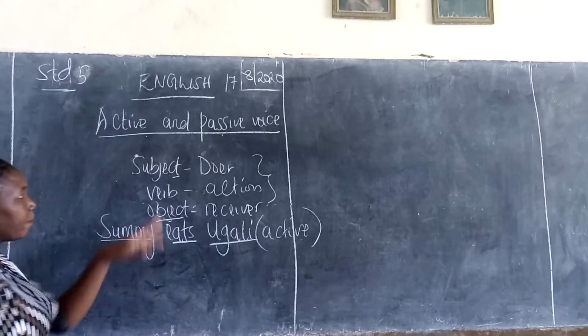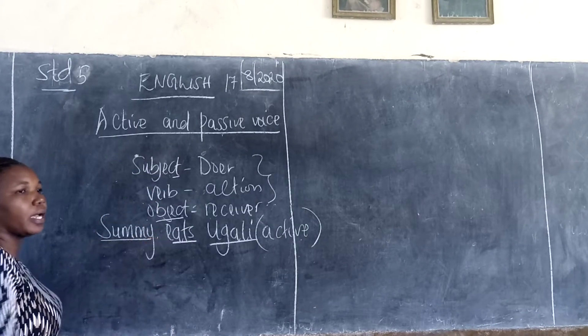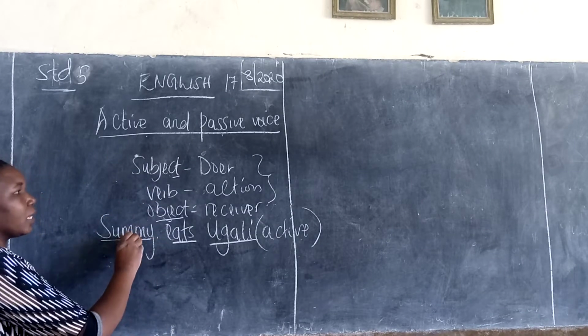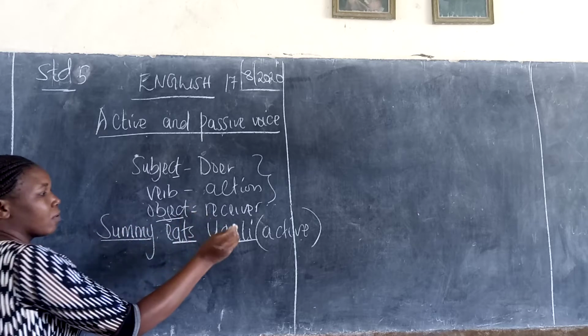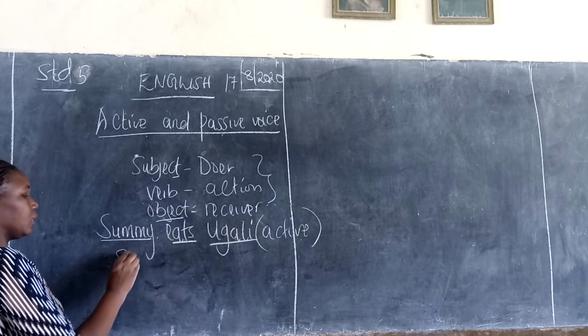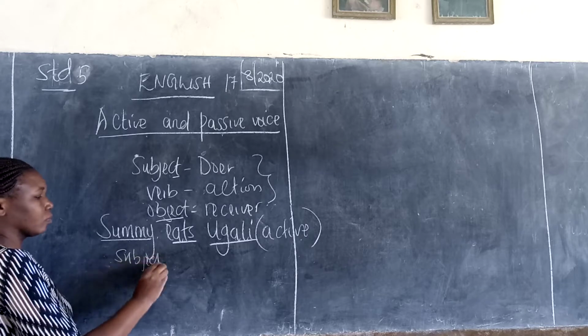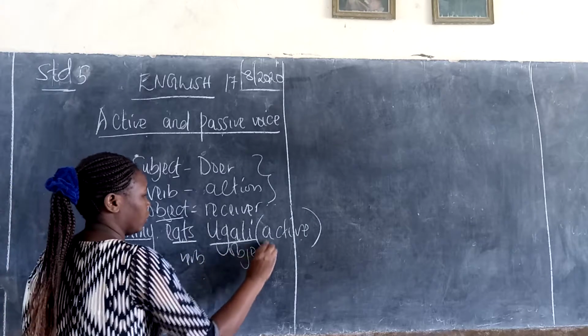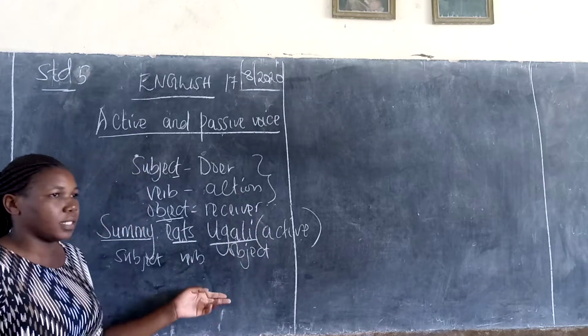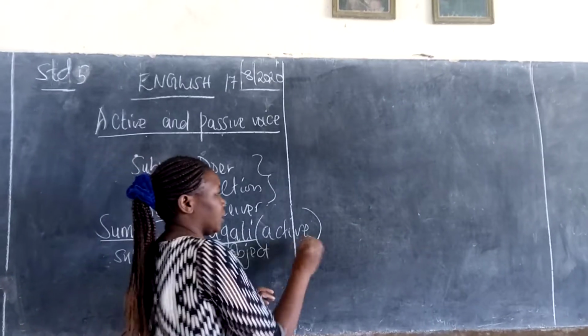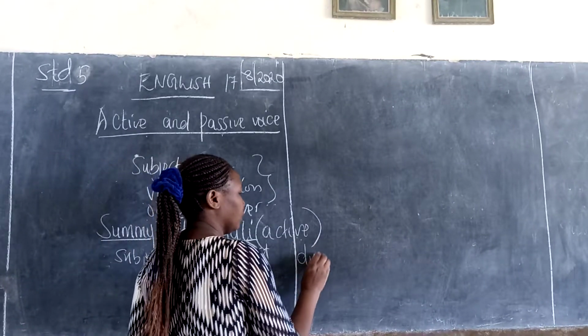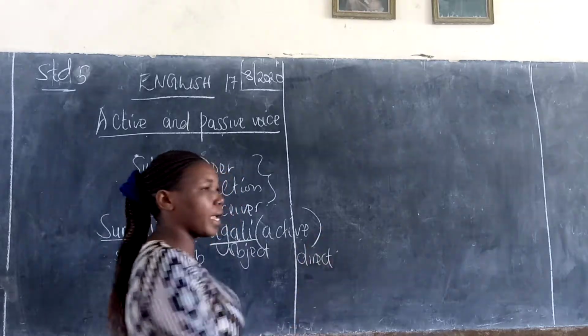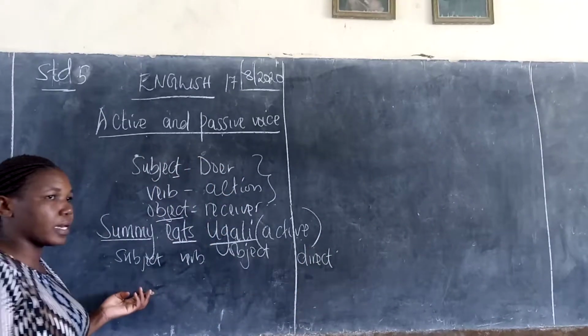Then we come to passive. This one I did last week, I remember. Subject, verb, object. This one we introduced last week. We say this sentence is direct, active or direct.